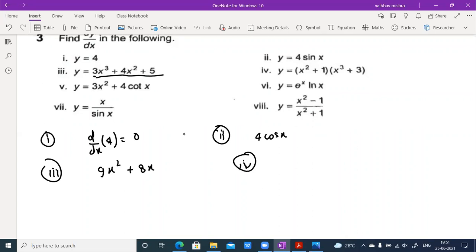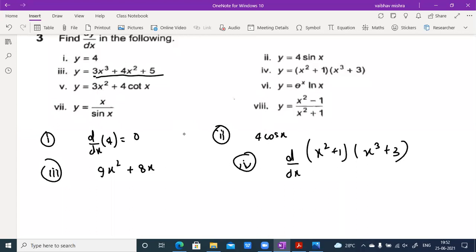Number 4, Radhika. Sorry, Navya. Okay. Yes, Radhika, number 4. The order may have changed a bit now. It's okay. dy by dx of this function, how do we solve? x square plus 1 into x cube plus 3.